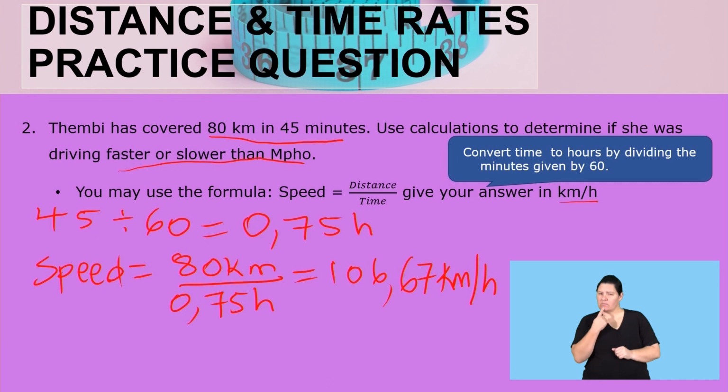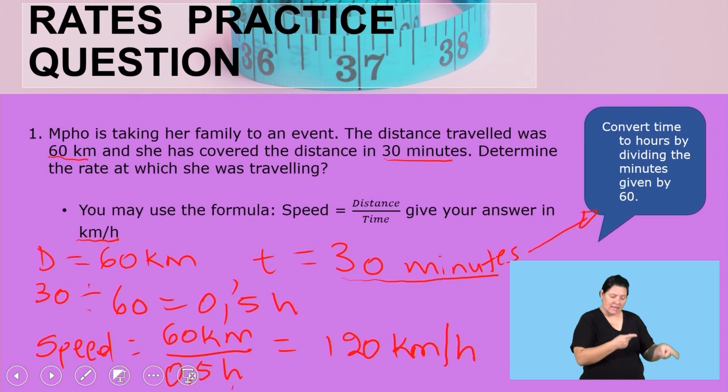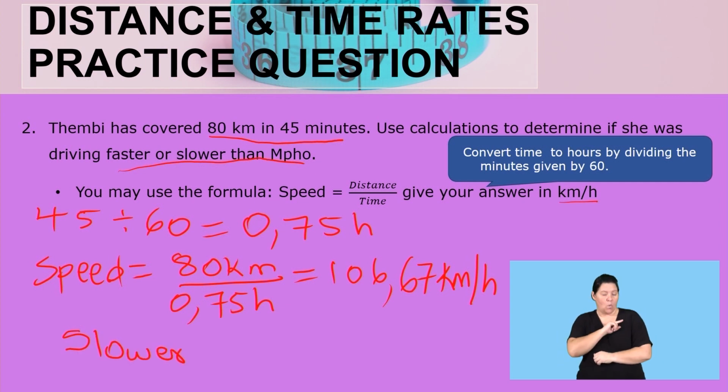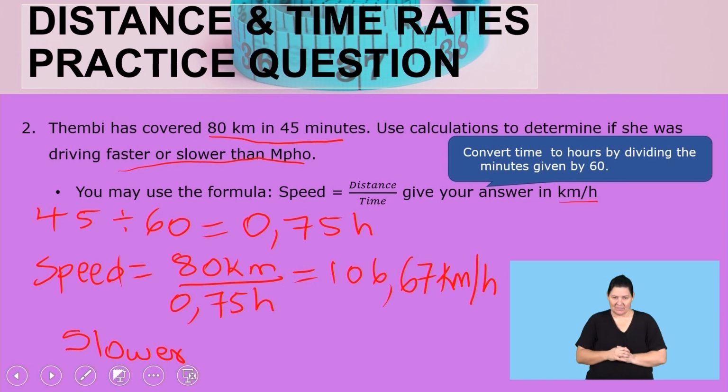So now let us answer the question. The question was use calculations to determine if she was driving faster or slower than Mpho. Then we need to compare it to the speed that Mpho was driving. So what we calculated previously is that Mpho was driving at 120 kilometers per hour. And then now Thembi is driving at 106.67 kilometers per hour. So now we can conclude that Thembi was driving slower than Mpho because Thembi's speed is less than the speed that Mpho was traveling with.